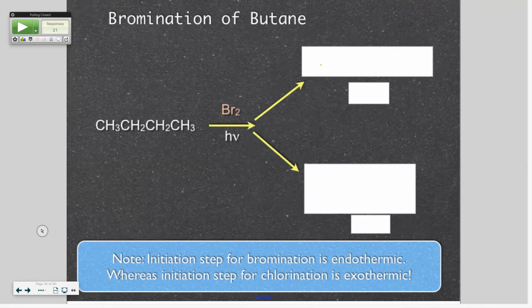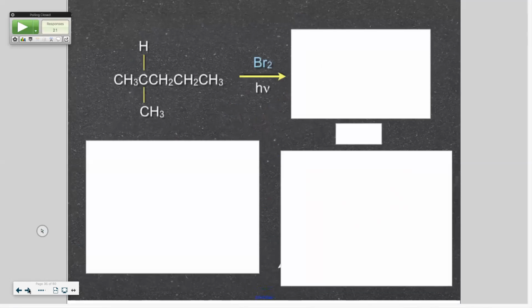So what we'll do on Monday is we're going to do the whole bromination mechanism to help you remember how it all works. It's the same as the one we did for chlorination, except we're going to use bromine. But we'll do the initiation and all the steps because we're not going to have time for that today.